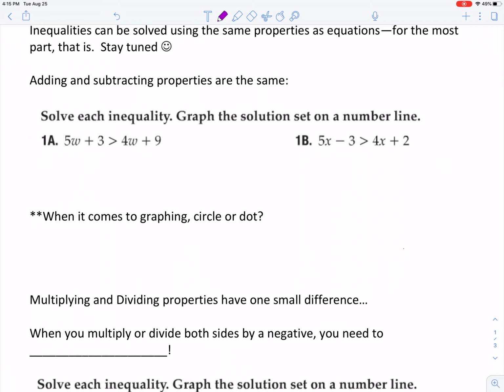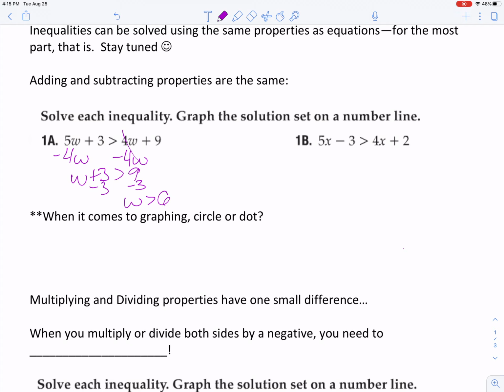So try and get W by itself. So I'm probably going to subtract W. And that's going to give me 1W plus 3 is greater than 9, so I'll subtract 3. W is greater than 6.